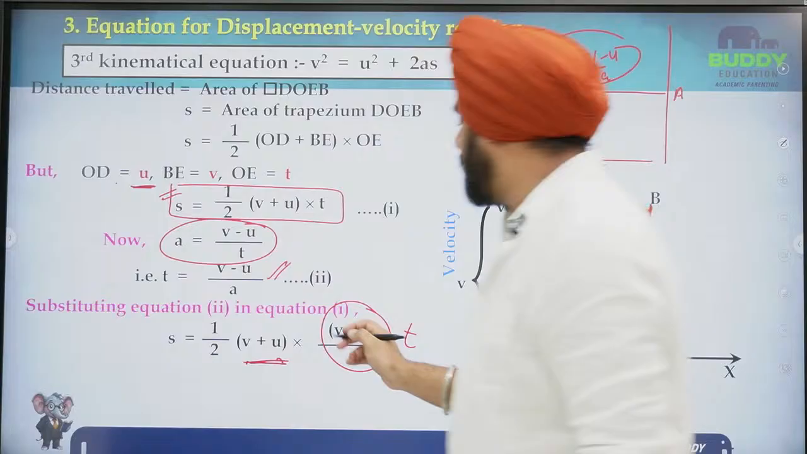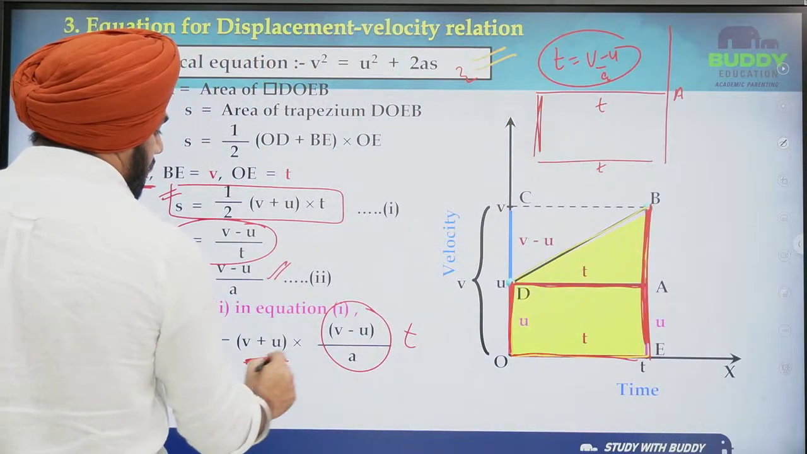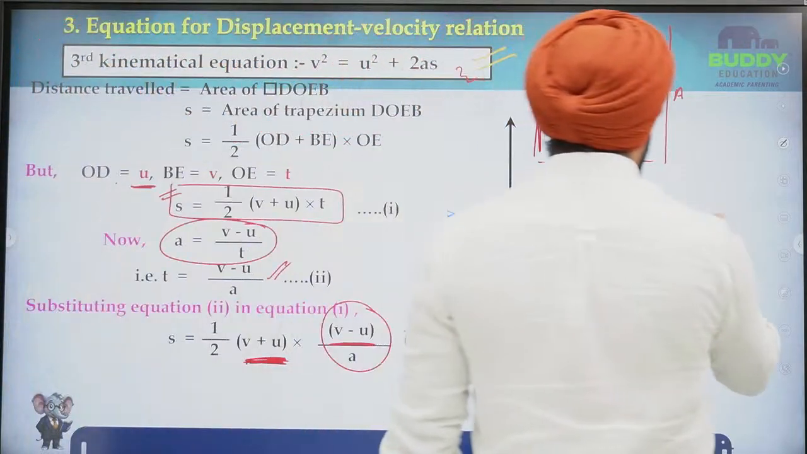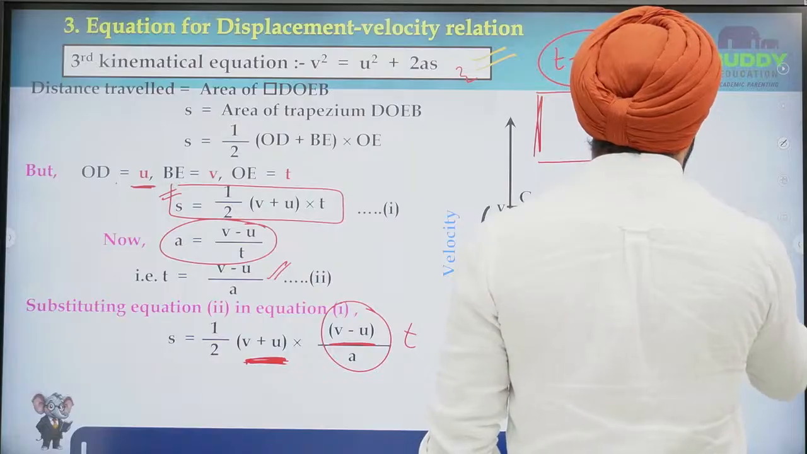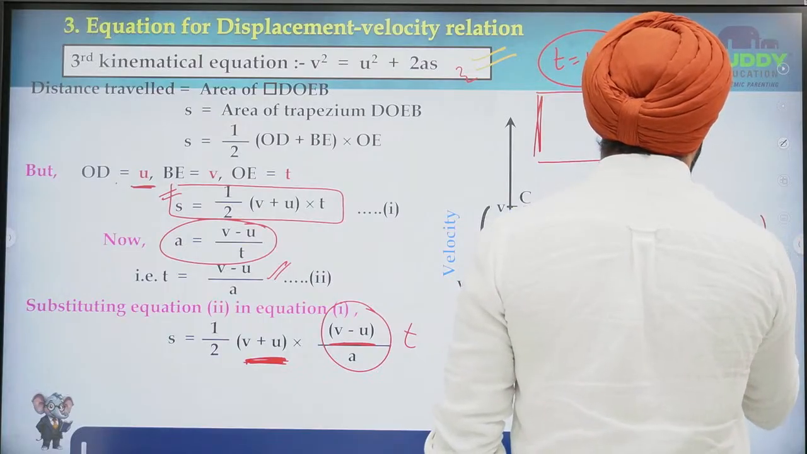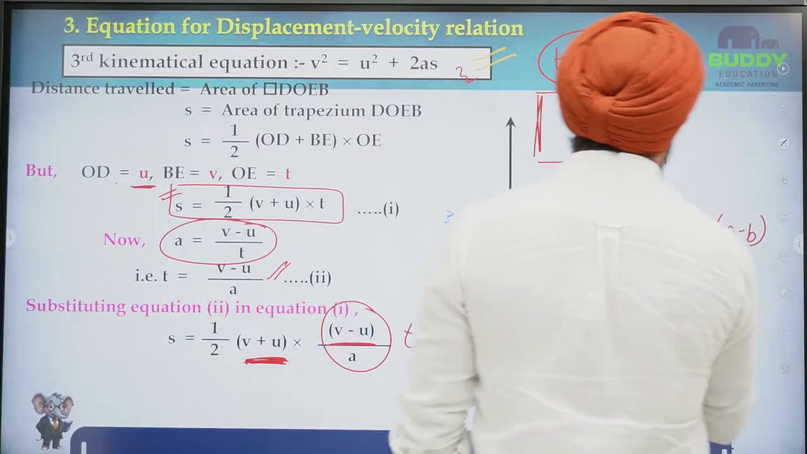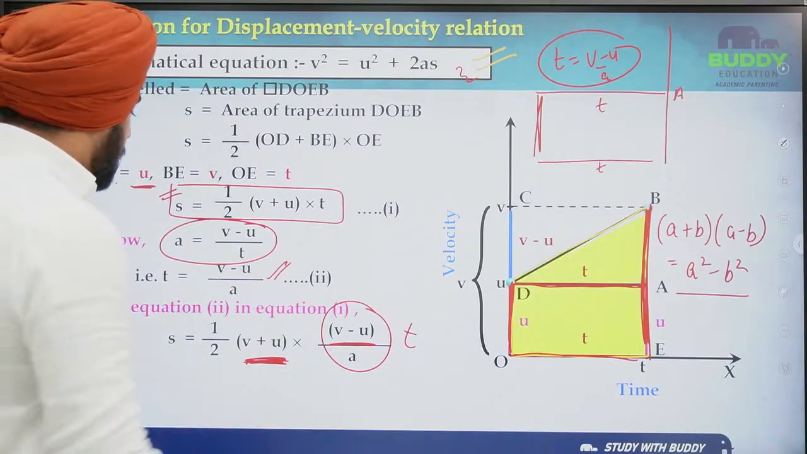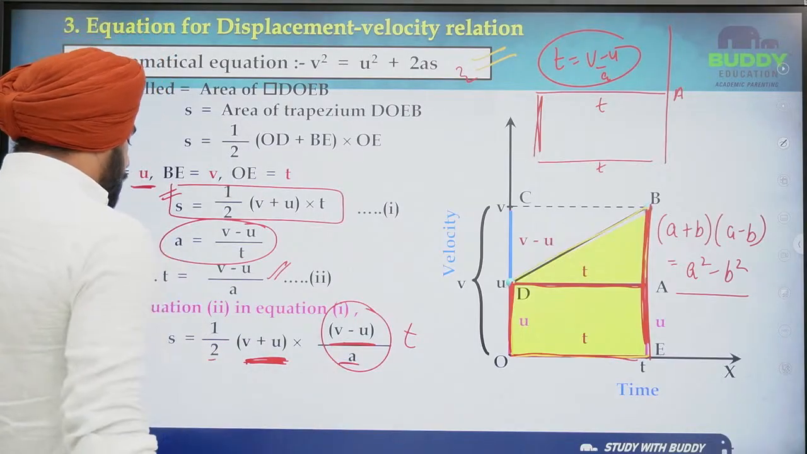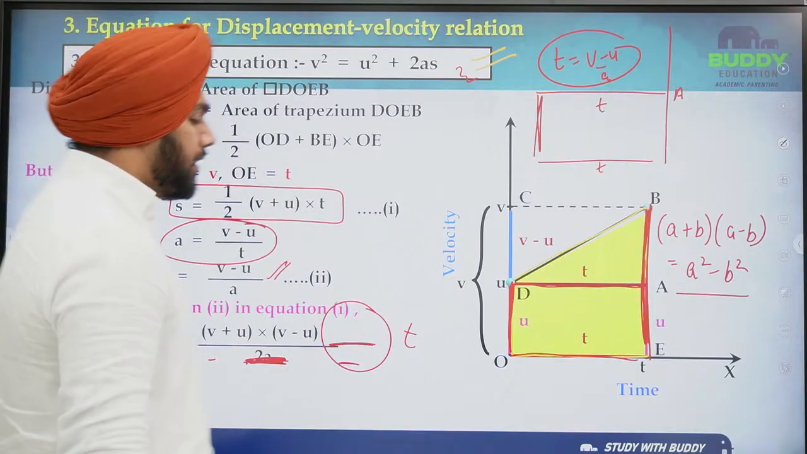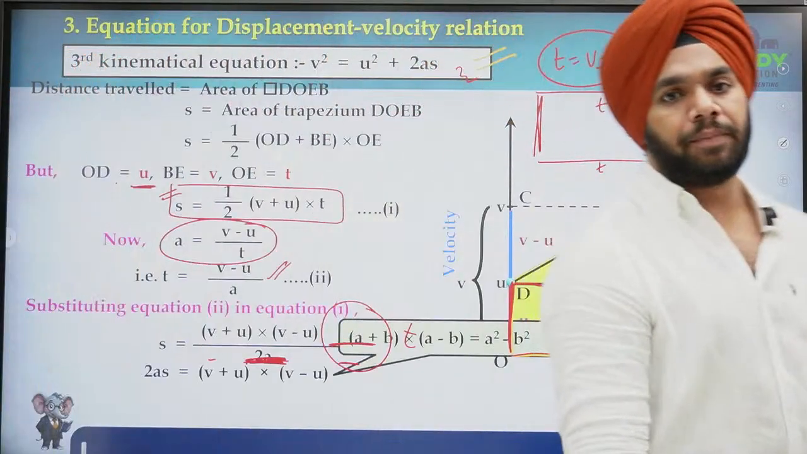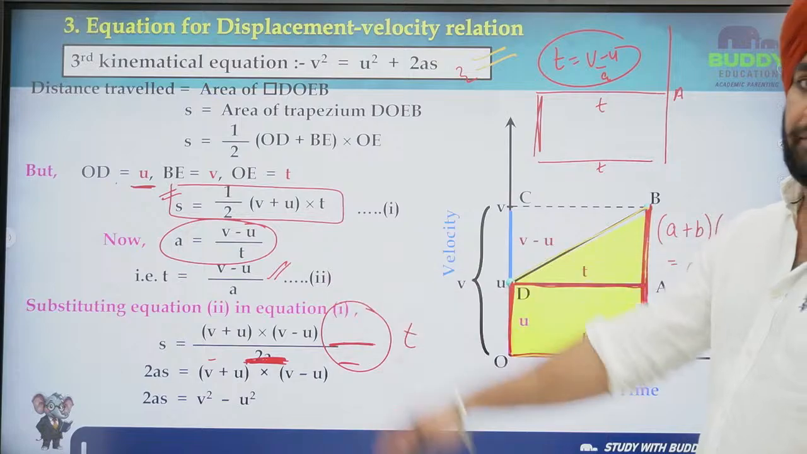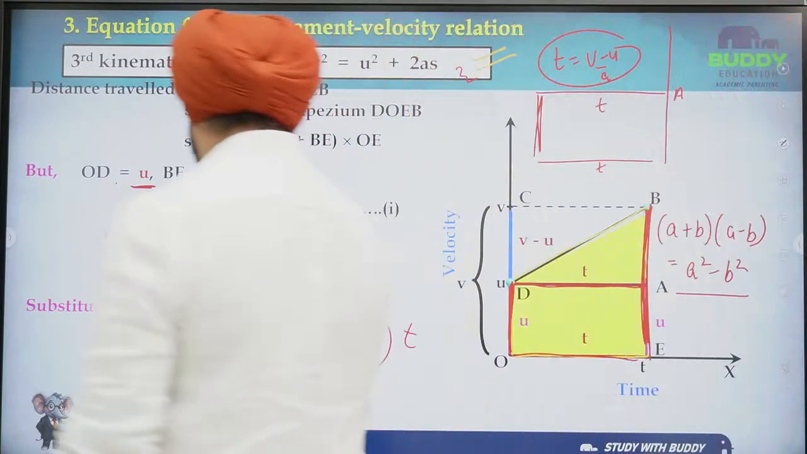We just put it, see, this is (a plus b)(a minus b). Getting my point? So what is (a plus b)(a minus b)? It is equal to a square minus b square. So (v plus u)(v minus u) will become v square minus u square, and this 2 will be multiplied by a. So s is coming out to be (v square minus u square) by 2a. See, take a look, 2a is sent there with s. So this is the equation that we got.